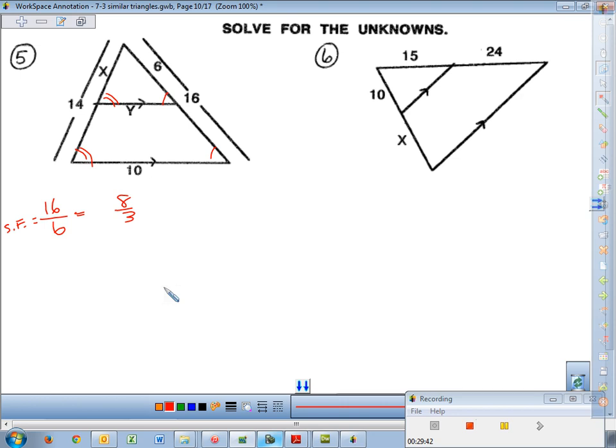Let's find x. So I'll start with my scale factor, 8/3, and that will equal what? What corresponds with the x? X is what I'm finding. 14 over x, you all good with that? Big over little. 5.25, is that right?